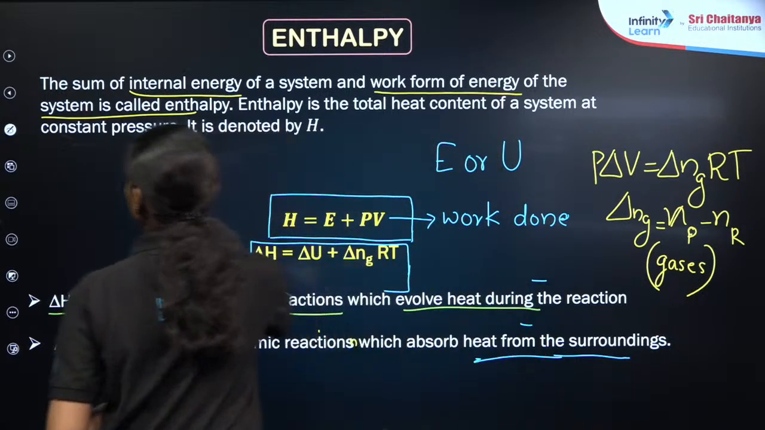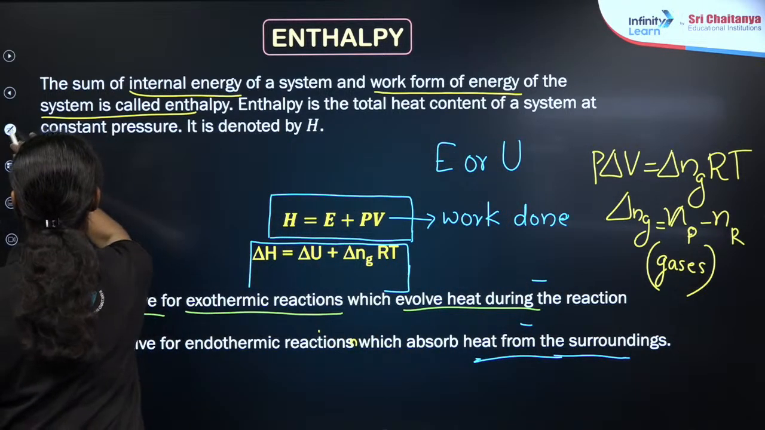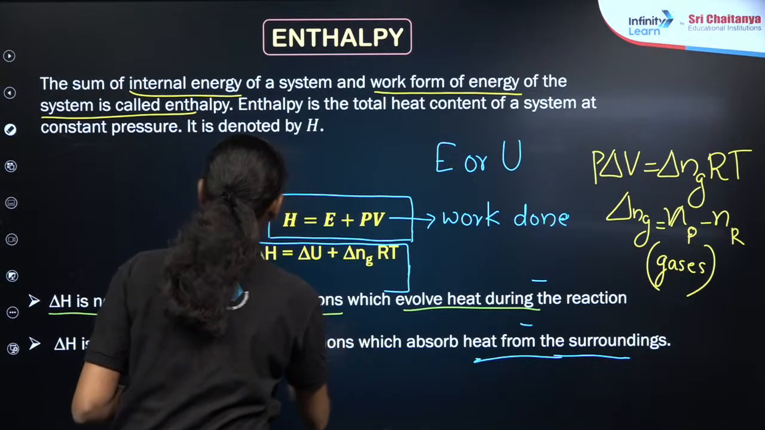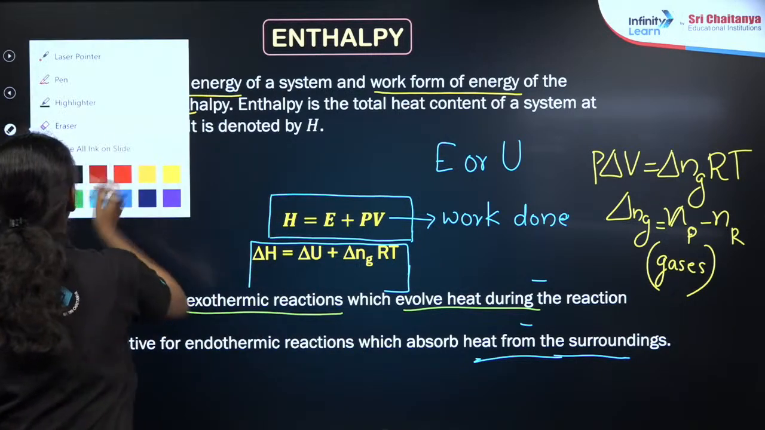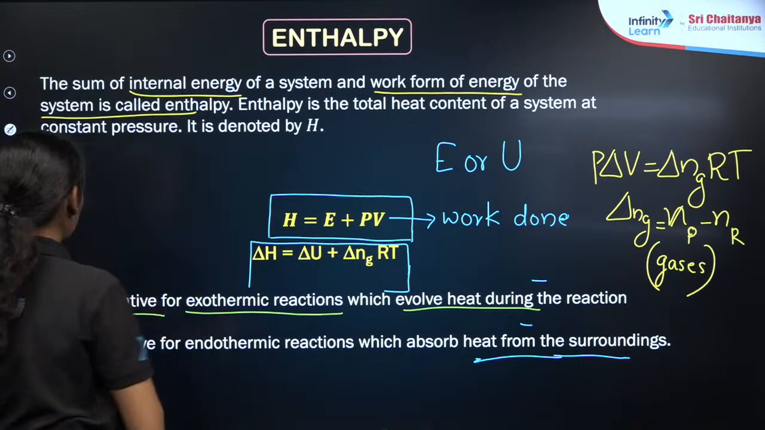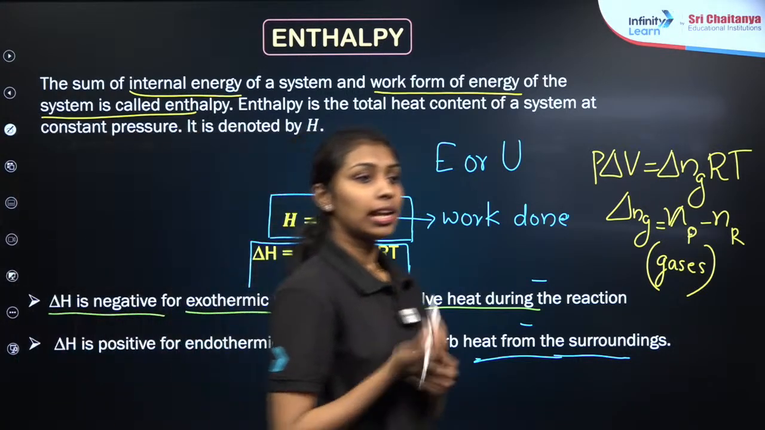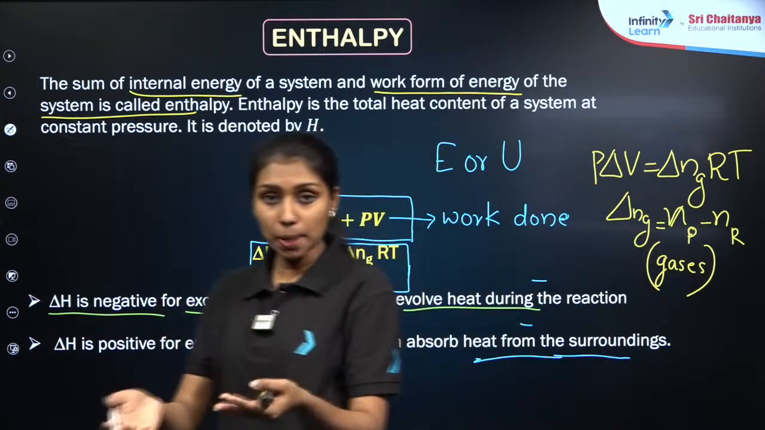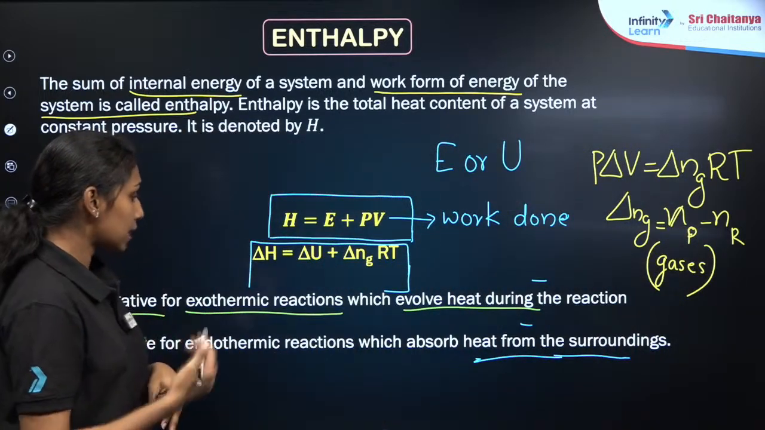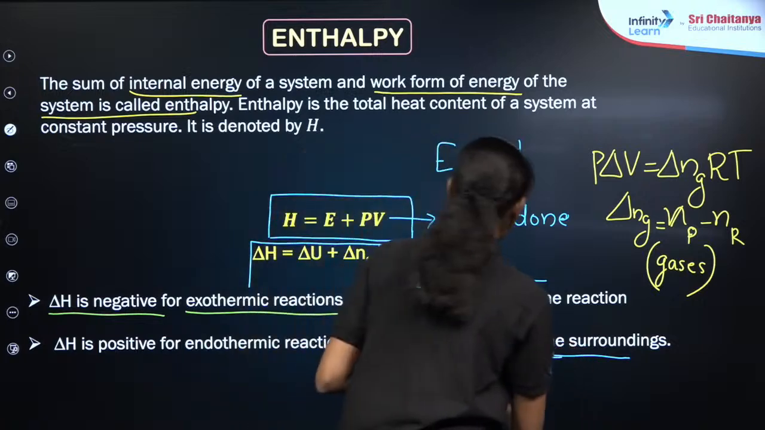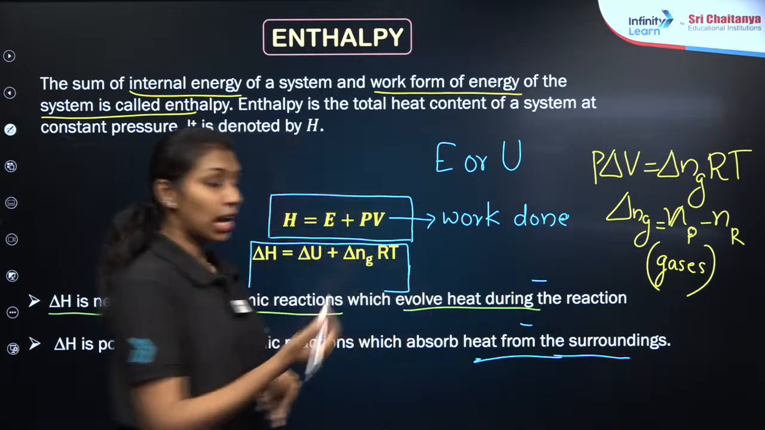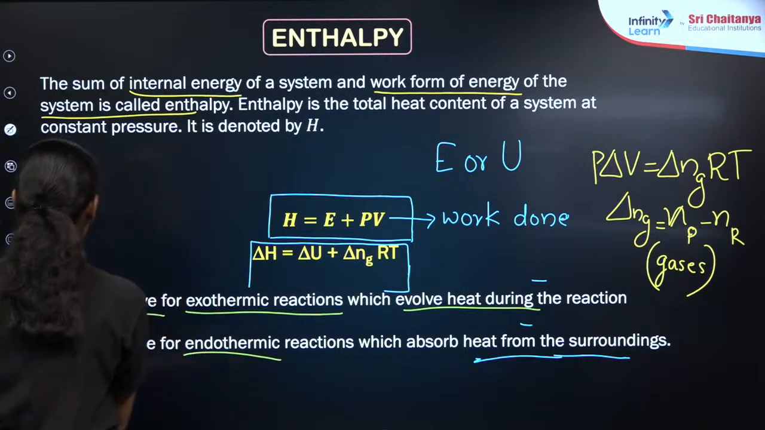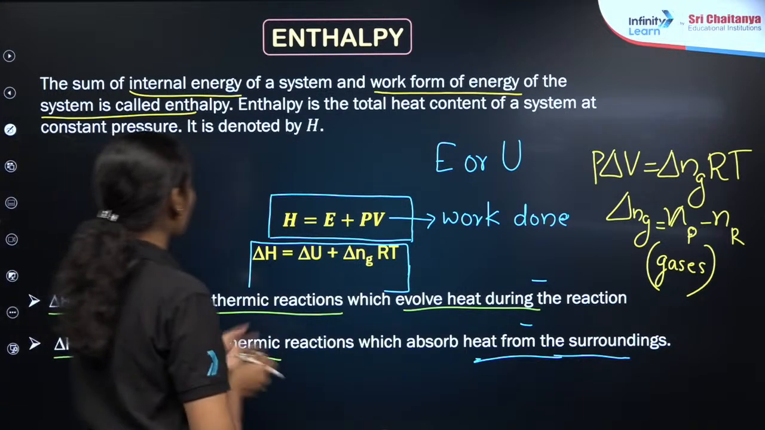The next one is the endothermic process. In the case of an endothermic process, delta H is positive, which means that heat is absorbed by the system from the surroundings. So we can take it as an endothermic process where delta H is positive. Clear?